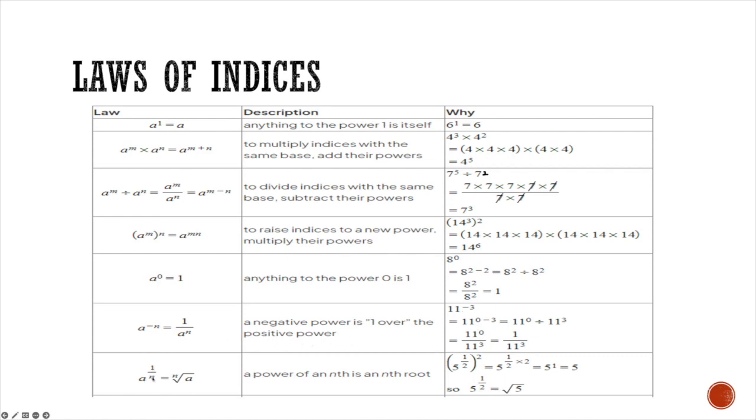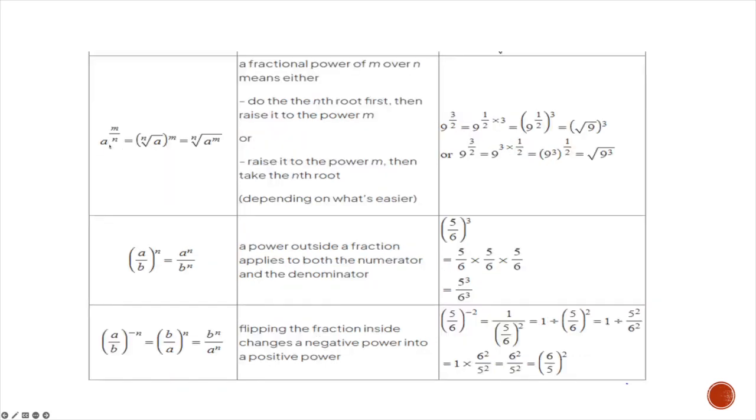A to the power 1 over n, we can write like nth root. So 5 to the power half means square root of 5. 5 to the power 1 over 3, cube root of 5. Likewise, when indices come in like this, a to the power m over n, we can write this as 1 over n is the nth root and multiply by m. So nth root of a to the power m.